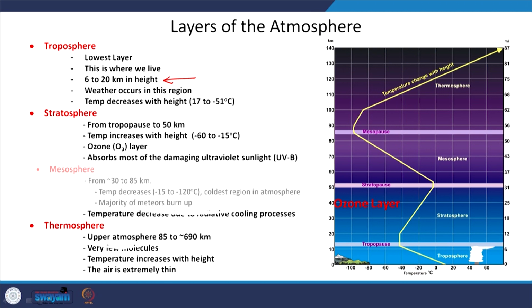Like we have mentioned several times, the weather occurs in this region. This is where all the weather will occur. Here in this region the temperature decreases with respect to the height. The average surface temperature is taken as 17 degrees Celsius, which is a known number. This is the average surface temperature for all practical purposes or all the calculations that we use. It goes as low as minus 51 degrees Celsius.